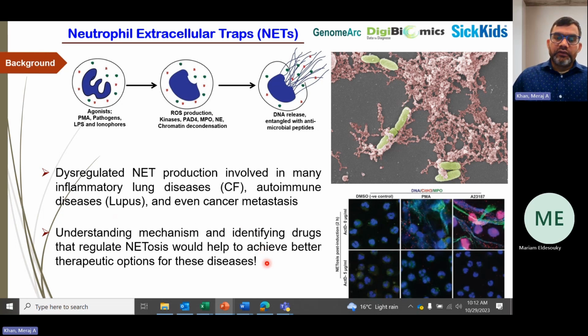Because of that, every researcher started looking at the mechanism: what are the factors which regulate neutrophils to make NETs or not. If we understand the mechanism, then definitely we can screen for drugs that help regulate neutrophils. So when we need the NETs, we can use those drugs to make neutrophils produce more NETs, and when we don't need them, we can regulate neutrophils not to make excess NETs. That is our purpose, and because of that, my whole team and I started looking deep into the mechanism of neutrophil extracellular traps.